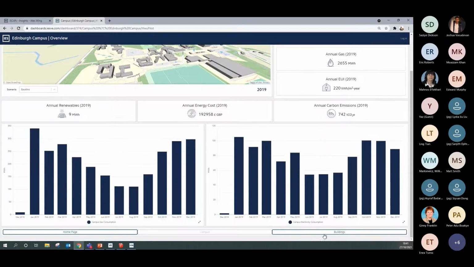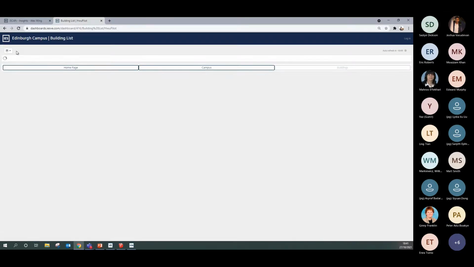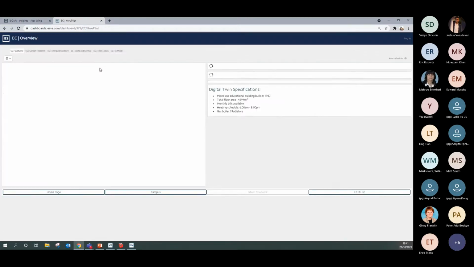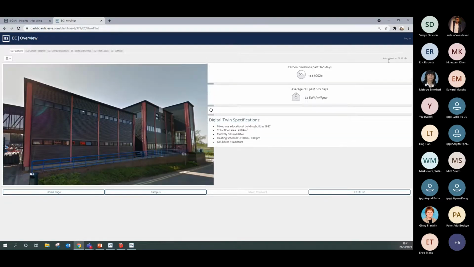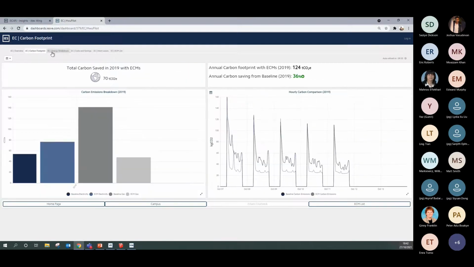Then if we go down to building level, I take one of the buildings. We have another dashboard here for the building. It just takes a second at the moment because it's pulling in real data.